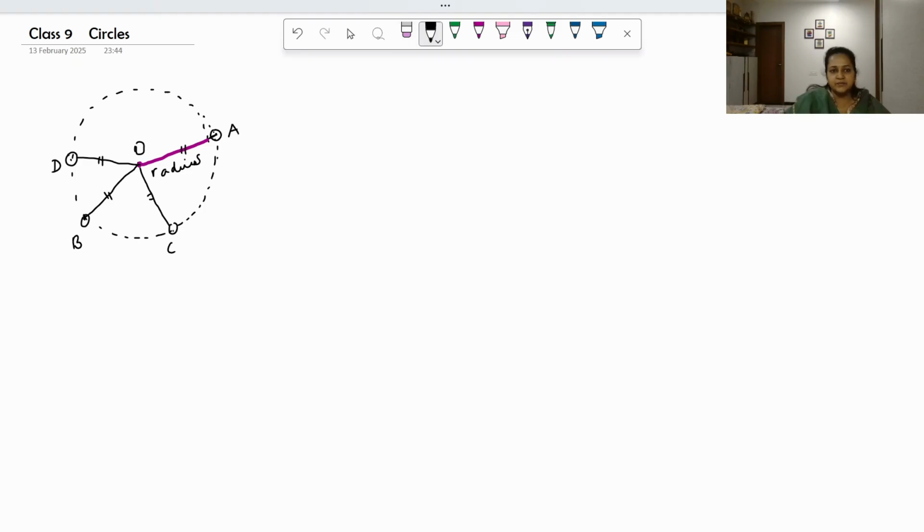Is the definition clear? What is the definition of a circle? It is a set of points that are equidistant from the fixed point. The fixed point is called the center of the circle.